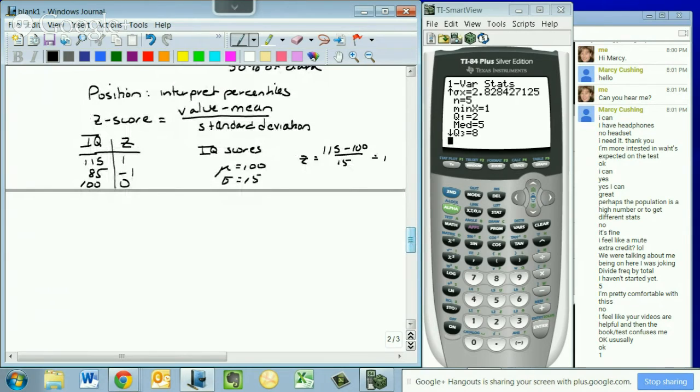I just want to point out that one common mistake that people make when calculating z-scores is they forget about order of operations. So sometimes people would calculate something like this, and they get a really large number. And the thing to remember is that if you're going to do this all at once, 115, you need to put parentheses around the numerator.